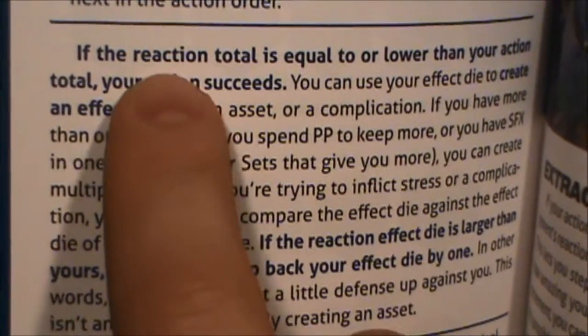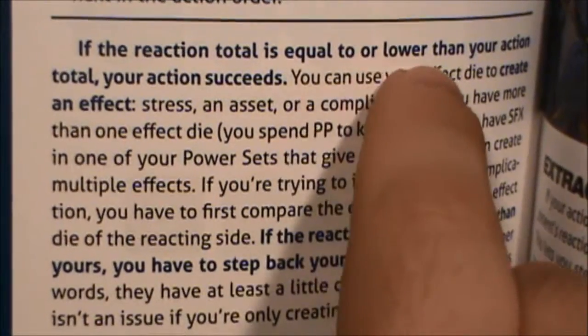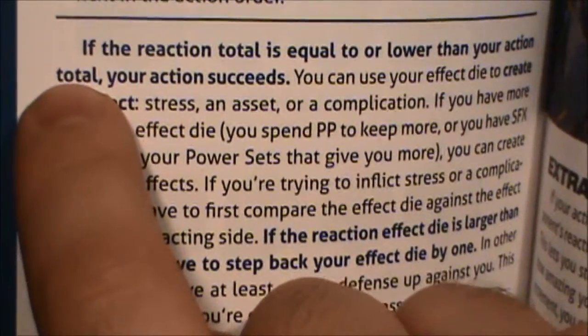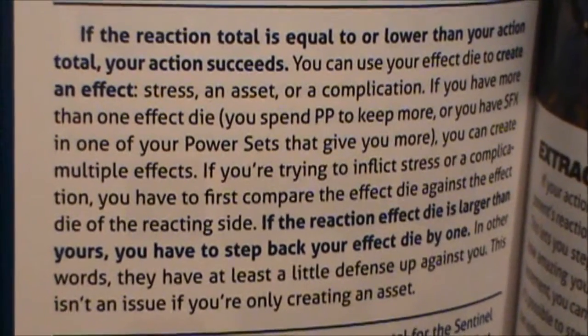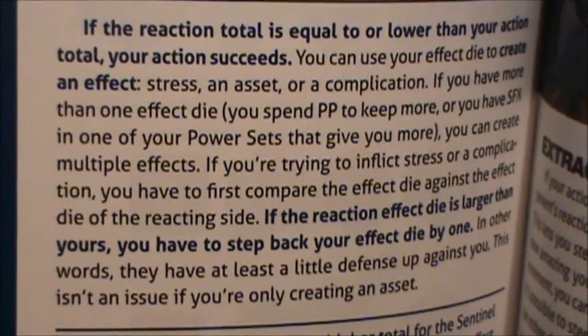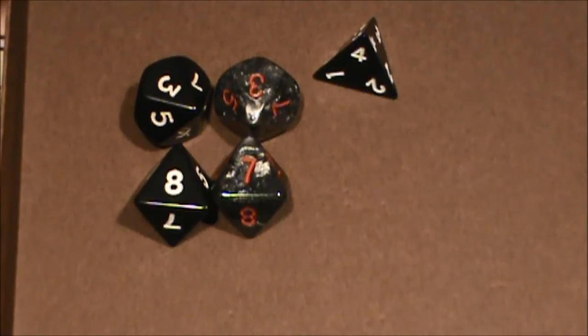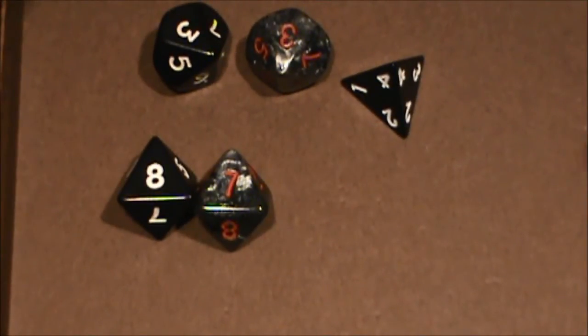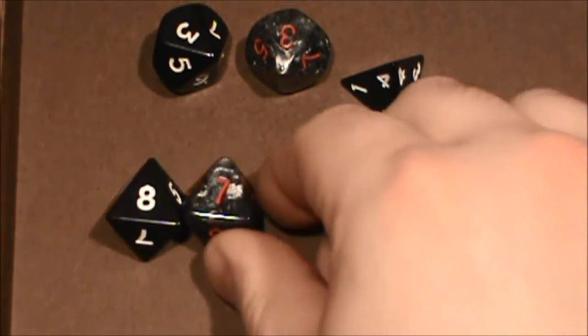Well, there you see it. If the reaction total, which is Spider-Man's total, is equal to or lower than your action total, which is this bad guy, then the bad guy's action will succeed. So a tie goes to the aggressor, not the defender. So let's see, what is Spider-Man going to do? Well, until Spider-Man knows exactly what he's dealing with, I think we're going to let this action stand. So we're not going to spend a plot point at this moment. It might be a good idea to do so, but let's just say he doesn't, and he's got his 15.